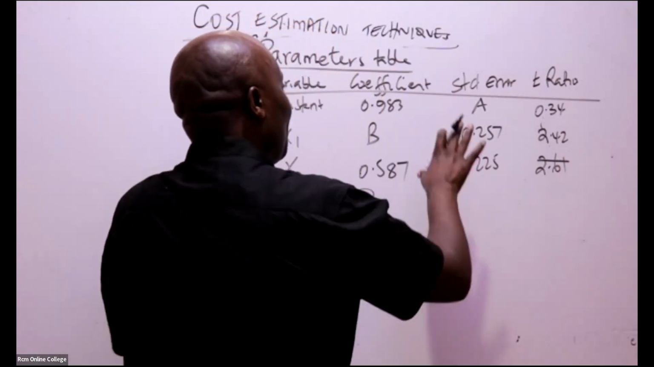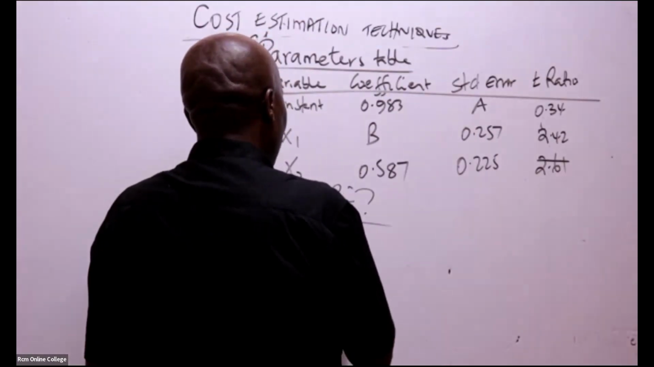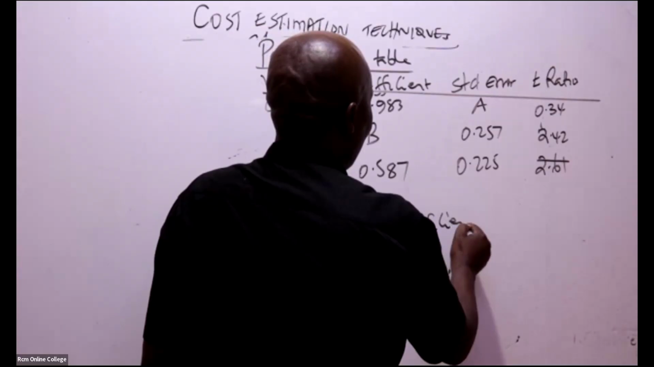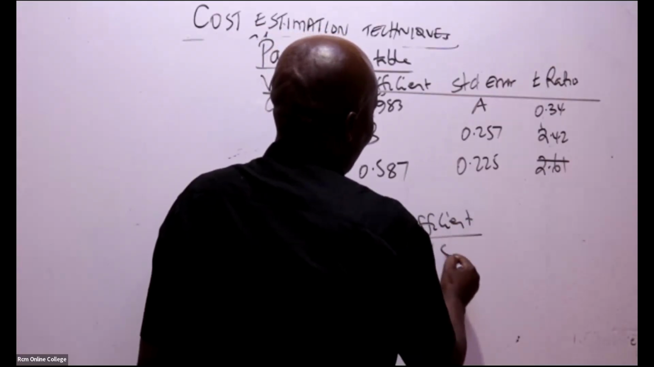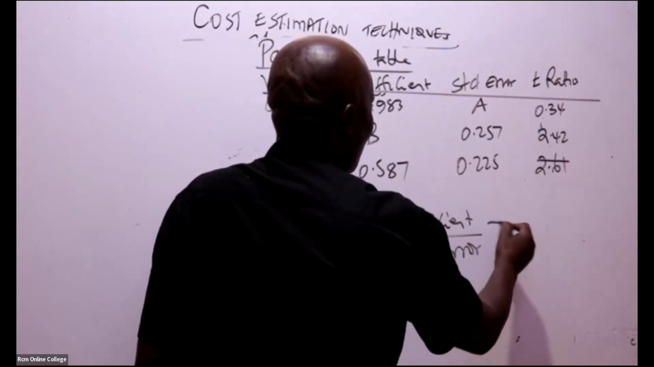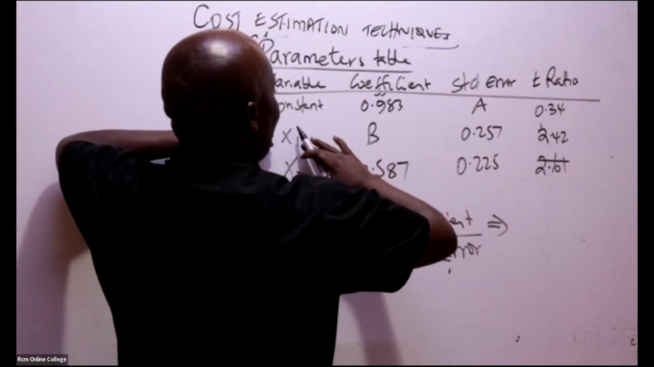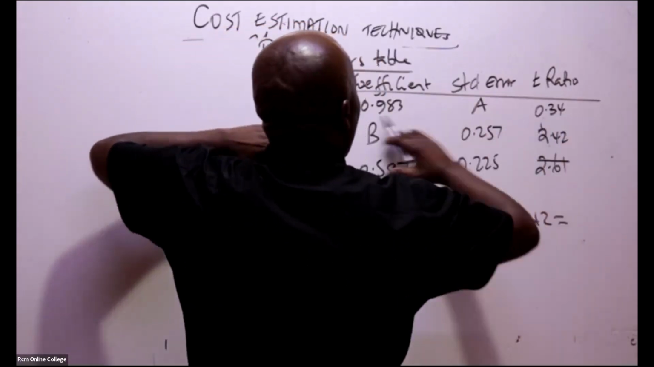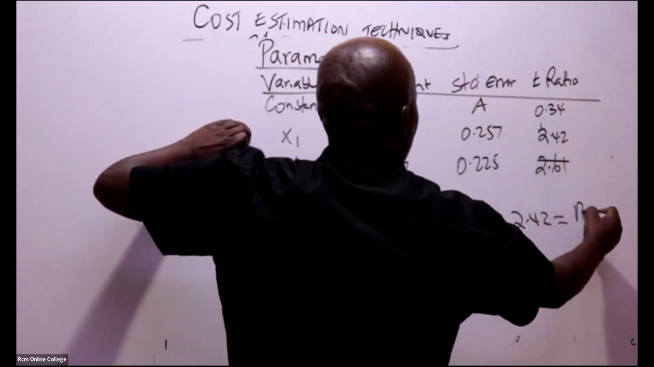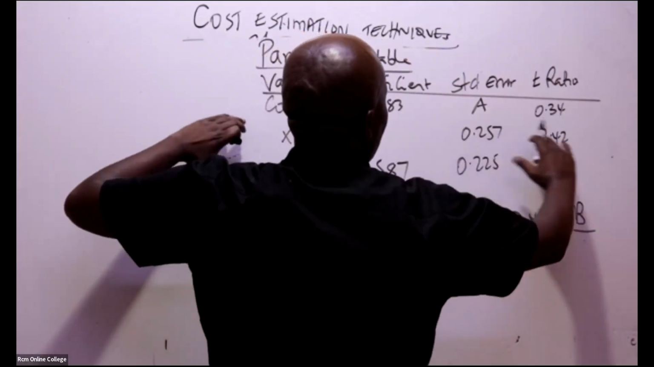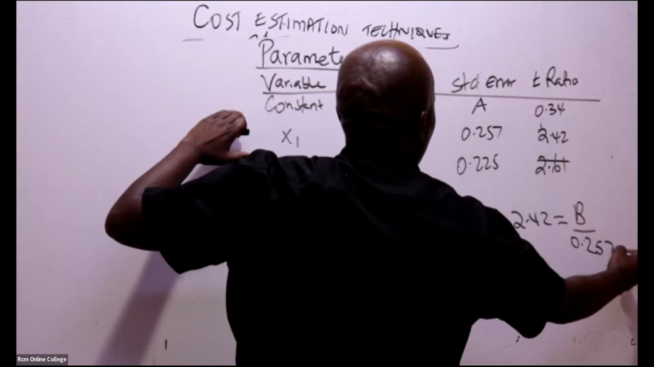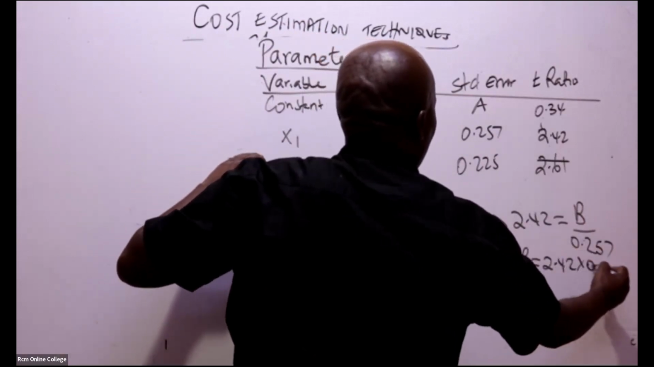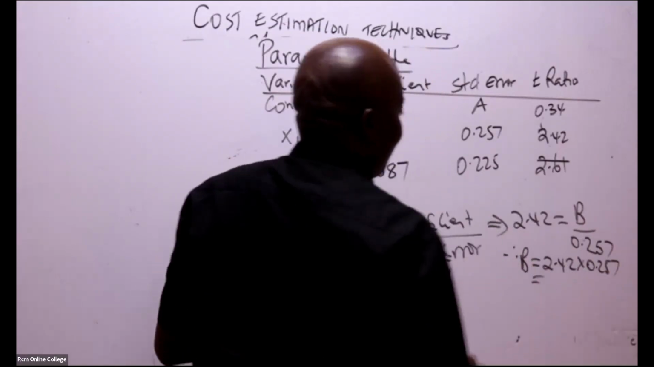They want us, ladies and gentlemen, to come here and give them the value of B. So of course you're playing around with the T-ratio formula. We know that T-ratio equals coefficient all over the standard error. The T-ratio for this variable is 2.42, equals the coefficient of this variable, which is what is missing, B, all over the standard error, 0.257. Therefore, B will be 2.42 times 0.257, which will end up giving us what figure?